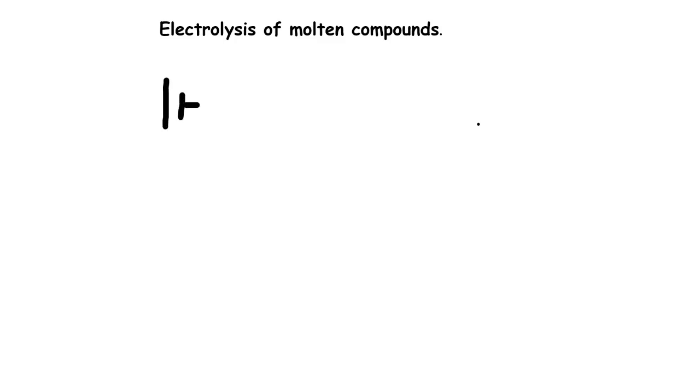Electrolysis is the separation of compounds into their elements using electricity or current. It requires a cell, battery, or power supply. Here I've drawn the diagram for a cell.